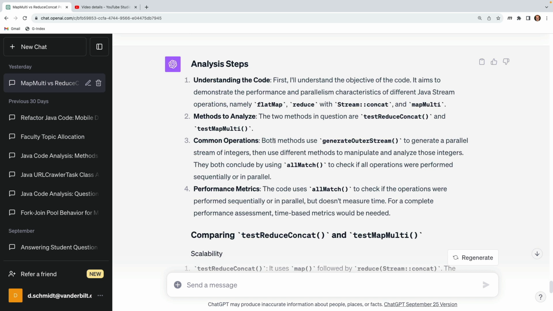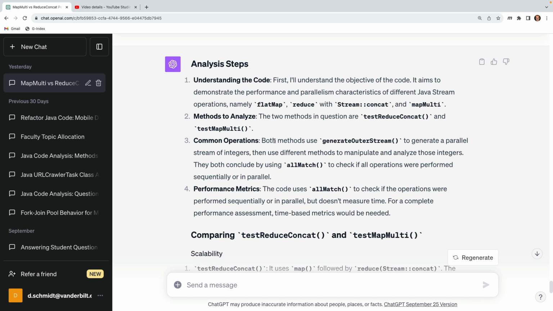And this is pretty cool. It says, both methods use generateOuterStream to generate a parallel stream of integers, and then use different methods to manipulate and analyze those integers. They both conclude by using allMatch to check if all operations were performed sequentially or in parallel. That's a pretty good assessment of what that code does.